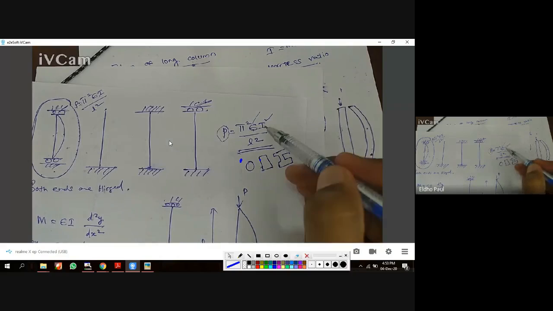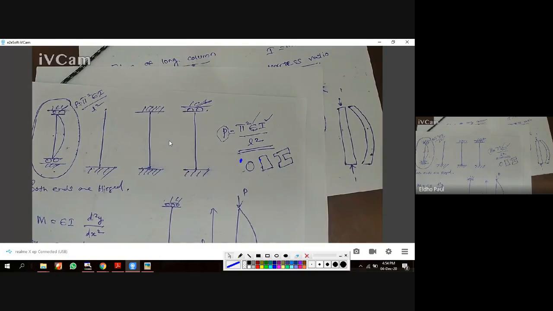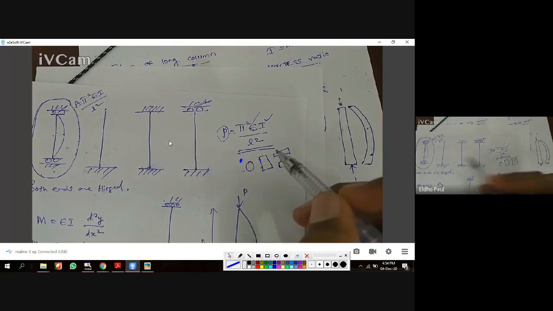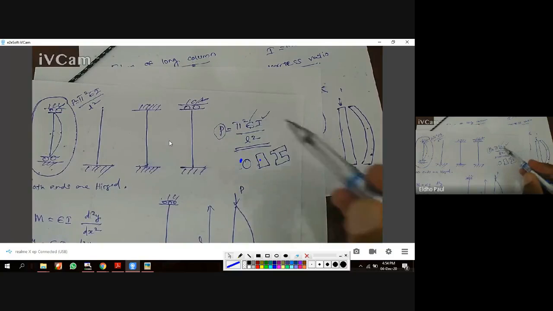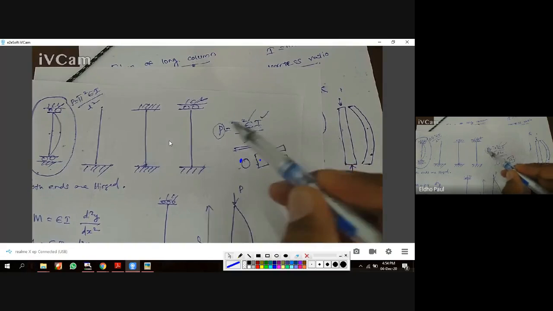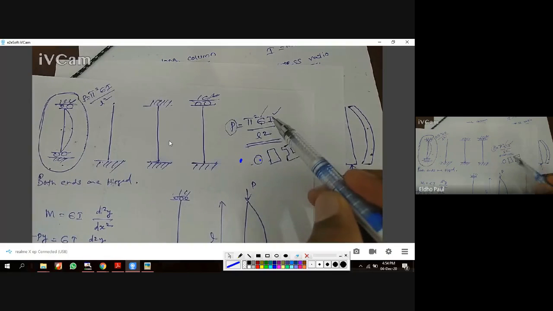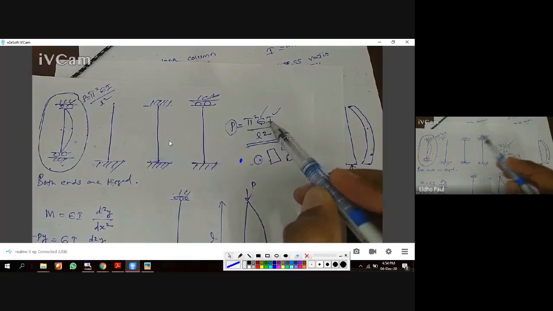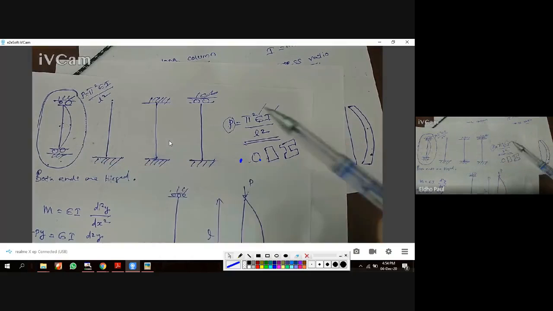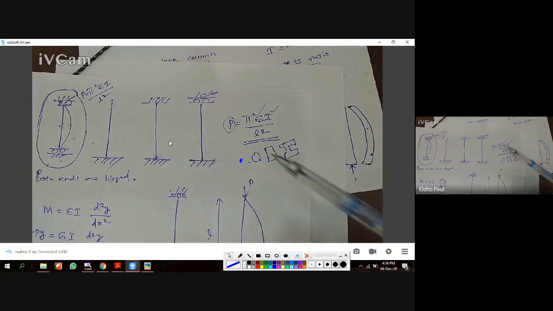The I value, that is the moment of inertia, is dependent upon the cross section. It's a cross-section property. So with respect to the cross-section we selected for this column, this I value will vary. So we have to select a cross-section with a higher I value for higher load carrying capacity. If you select a cross-section with a higher I value, then this column has more load carrying capacity without buckling.